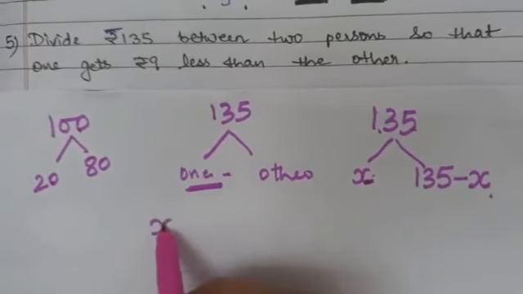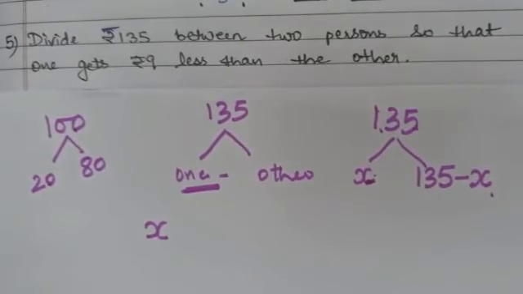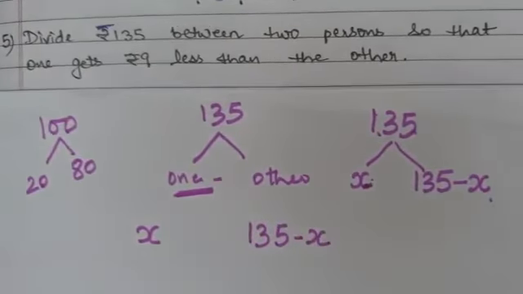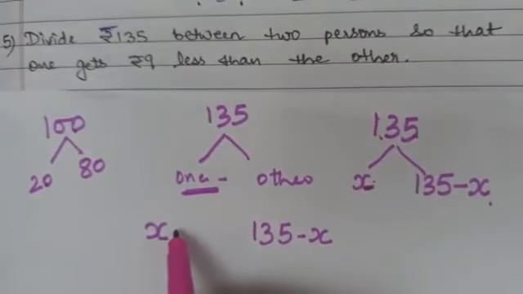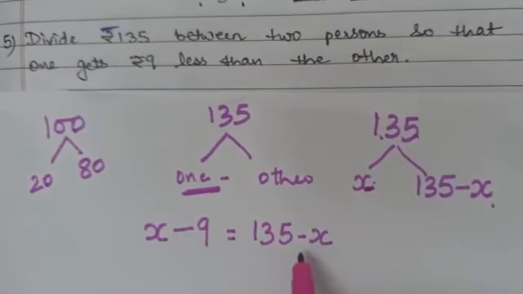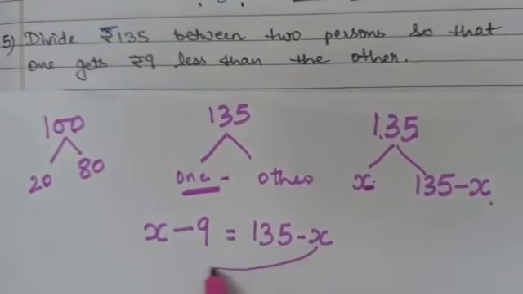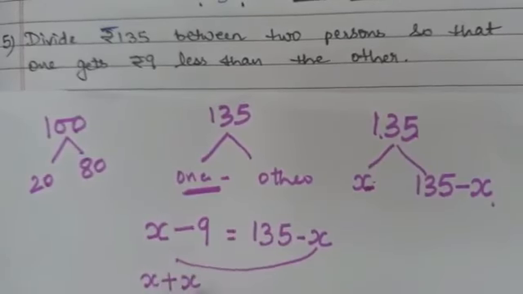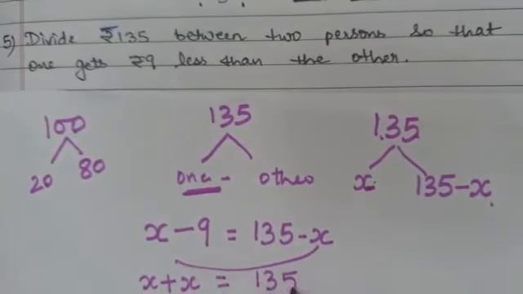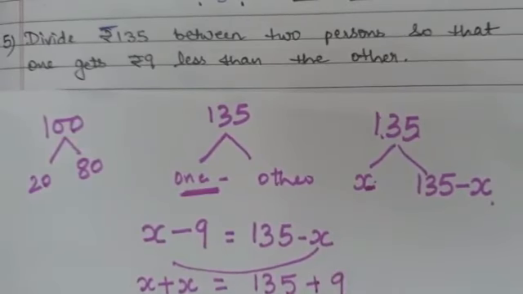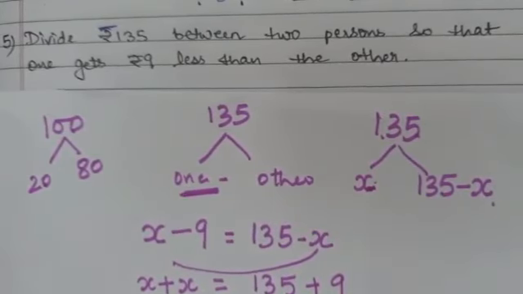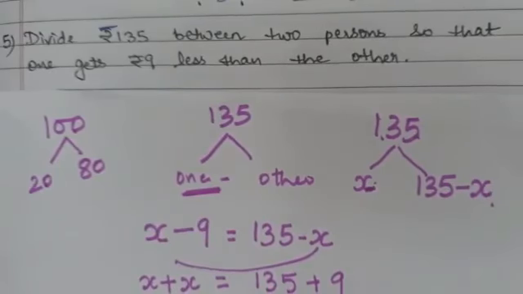So now, what are they saying? The one person, suppose this is the one person and this is the other person. Clear? So the one person getting 9 rupees less than the other person. So what we get here? This x will shift to that side. We get x plus x, which is equals to 135 plus 9. So what we get? 2x is equals to 144.